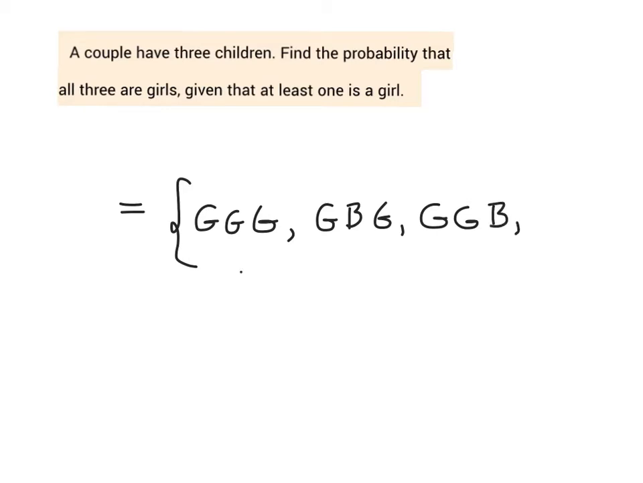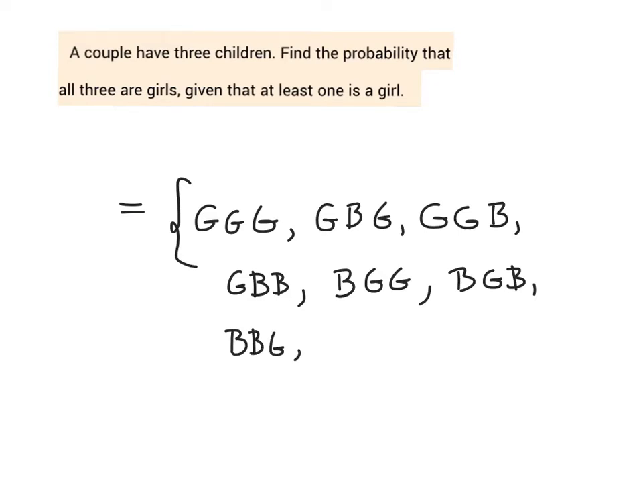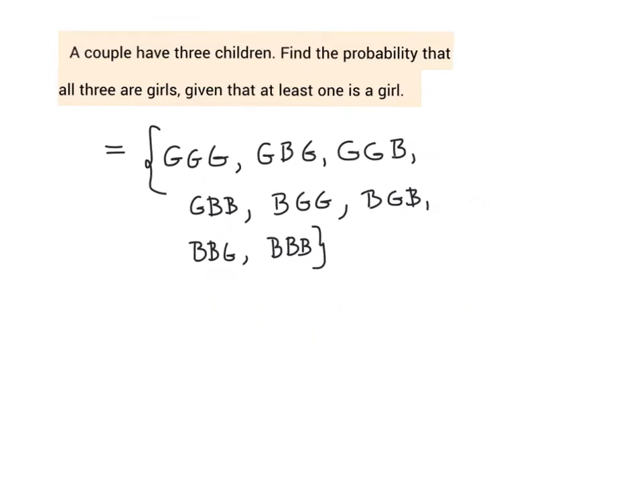You could also have a girl born first, and 2 boys born, so a boy and then a boy. You could have a boy born first, then a girl, then another girl. You could have a boy born first, then a girl, then a boy. You could have a boy, then a boy, and then a girl, and the last option would have been to have 3 boys born. Okay, so that would be what the family could look like.